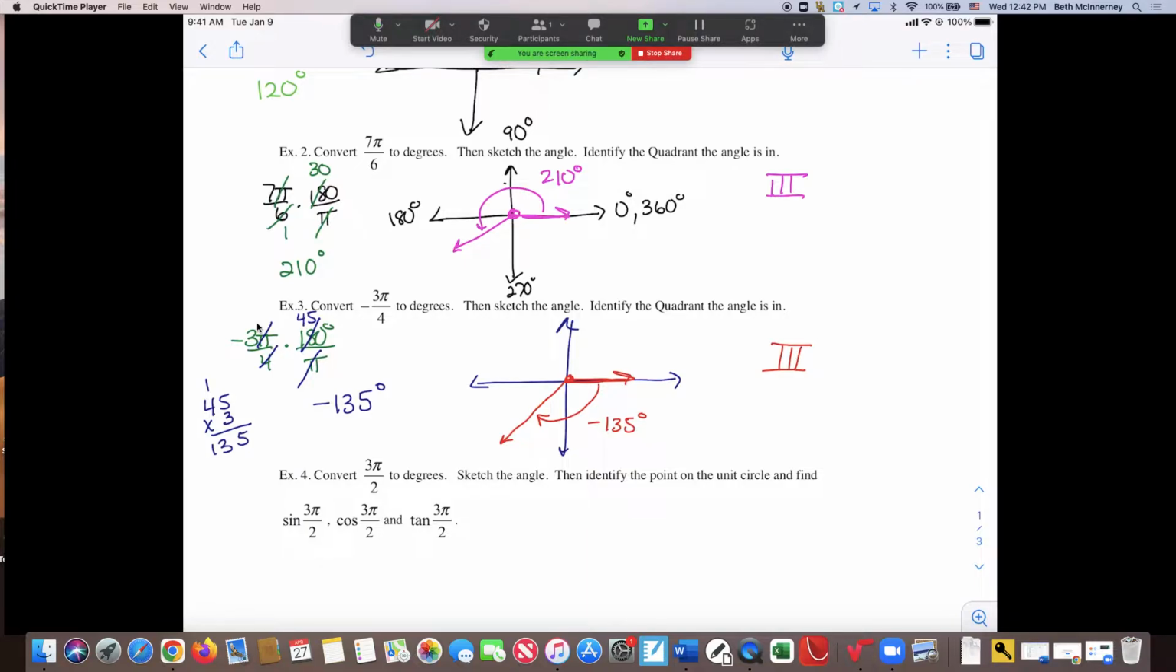All right, we're going to do example 4, but then we're not going to do this. We're not quite ready for evaluating those. We're going to learn those next week. But convert 3 pi over 2 to degrees, sketch the angle. This one's going to end up not being in a quadrant.